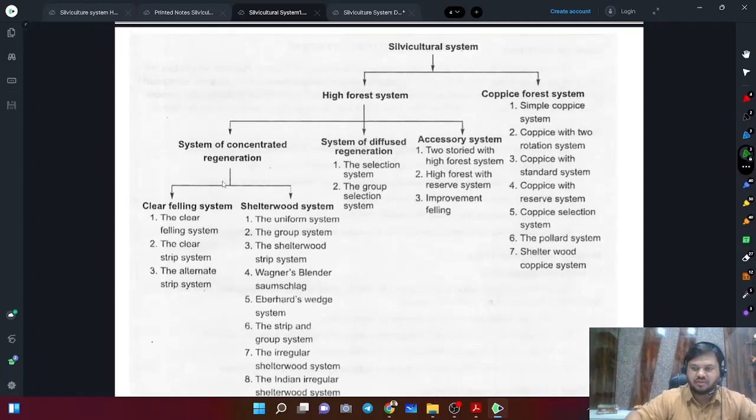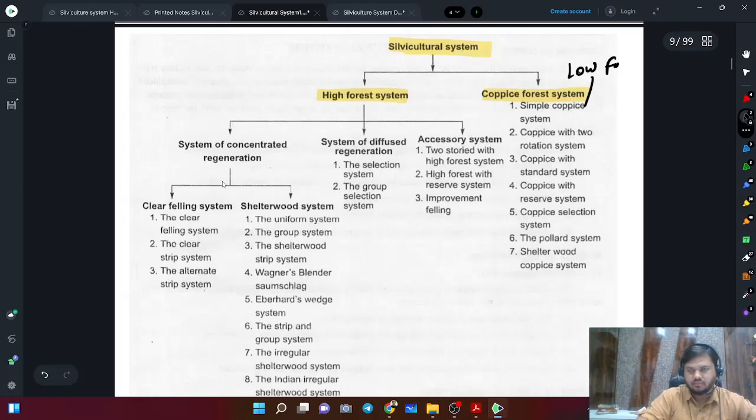So just have a look. This is the most important slide, right? The silviculture systems are divided into high forest system and coppice forest system. They are also called low forest system. These are originated from coppice. These are of seedling origin, or sometimes it is written as seeding origin, right?